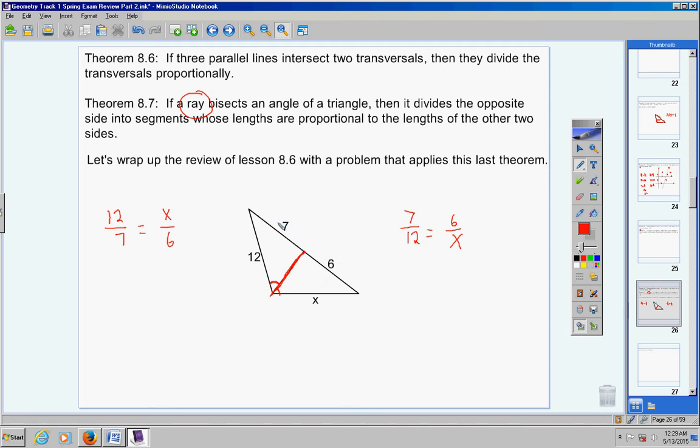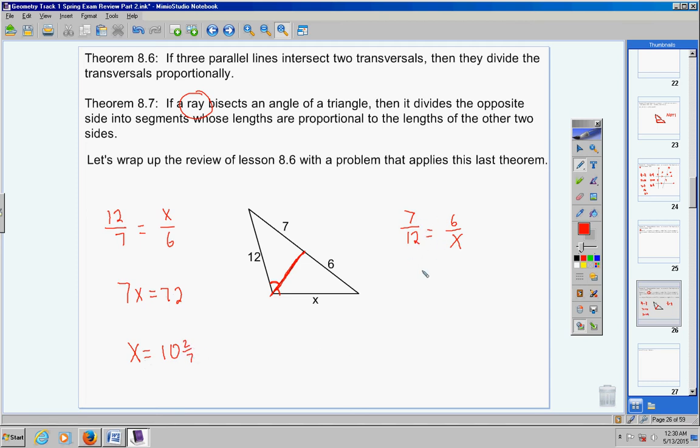We could say as 7 changes to 12, 7 times x is 7x. 6 times 12 is 72. Divide both sides by 7 and you will get 10 and 2 sevenths, or 72 over 7.